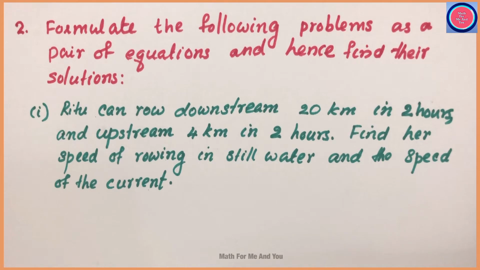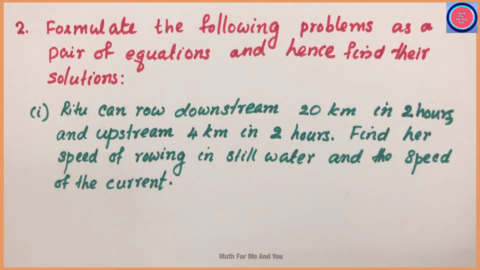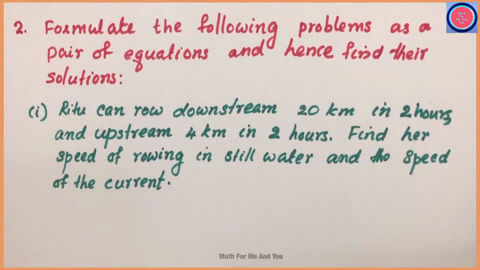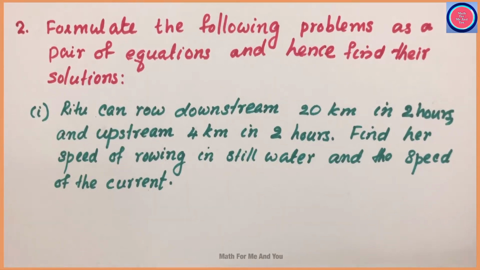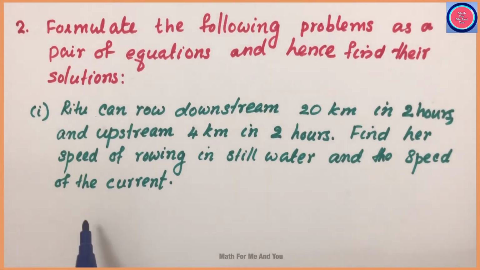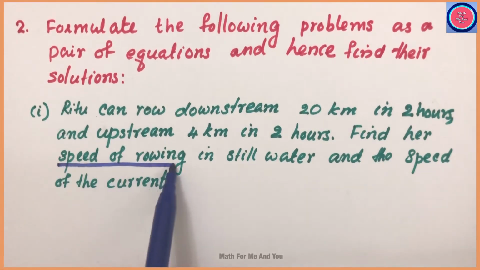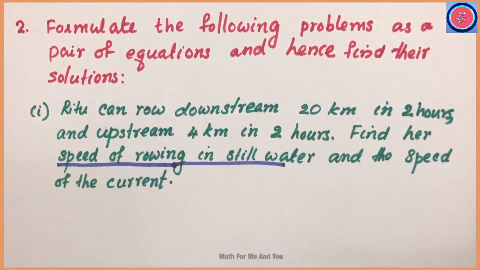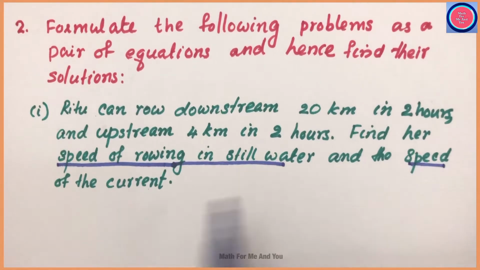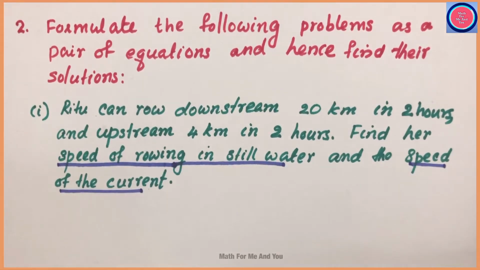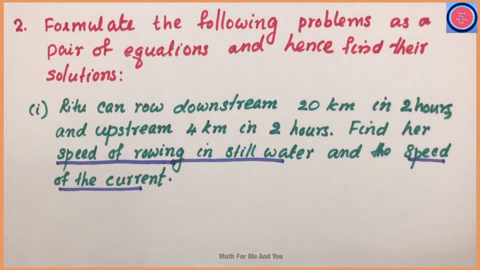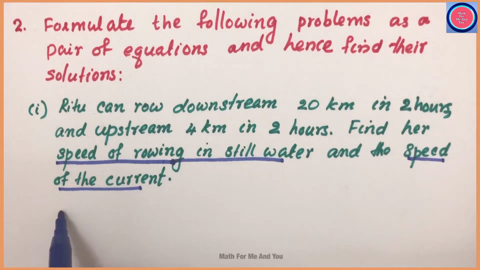Question 1 is Ritu can row downstream 20 km in 2 hours and upstream 4 km in 2 hours. Find her speed of rowing in still water and the speed of the current. That means here we have to find two things. What are they? Speed of rowing in still water and the speed of the current. So we can take these two as the variables x and y.